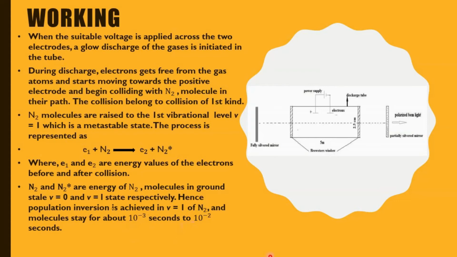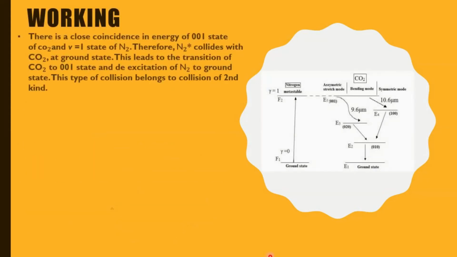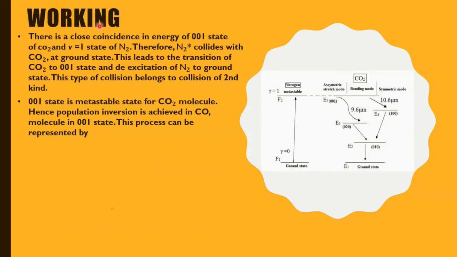Now let's move on and see what happens next in the working. There is a close coincidence in energy of the 001 state of CO2 and the V equal to 1 state of N2. So this portion is the CO2 and this portion is the nitrogen. So what happens is N2* collides with CO2 in the ground state. This leads to the transition of CO2 to the 001 state.